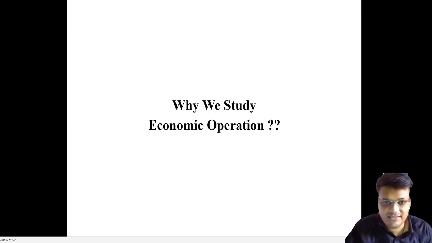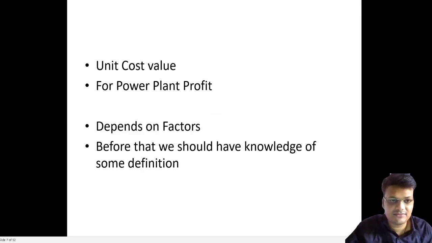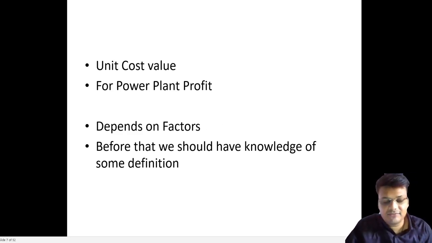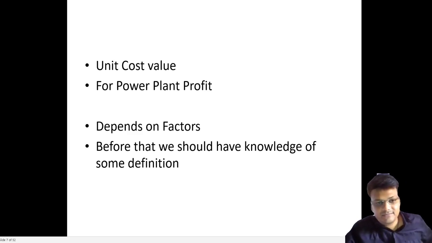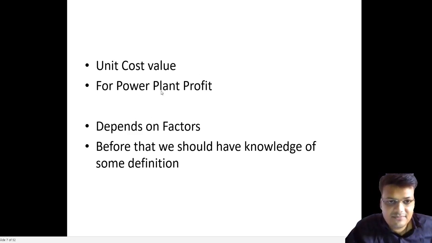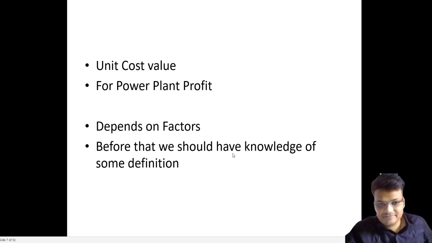So why do we study economic operation? Because we have to calculate the cost of generation. If we have a power plant, we want a profit. So for power plant profit, we study the power system operation and control. To get this profit, we have some factors on which cost and profit depend. So before that, we should have knowledge of some definitions.